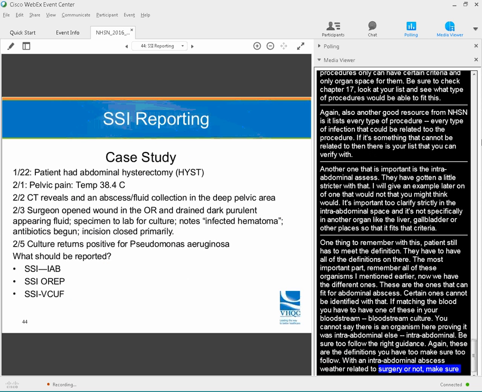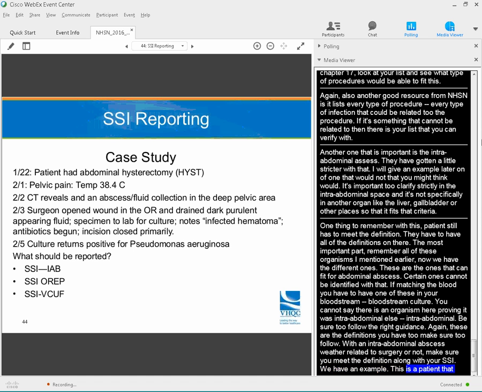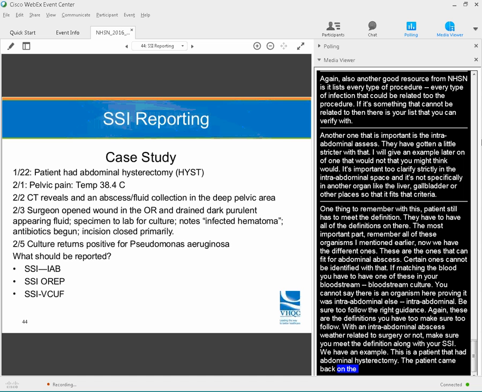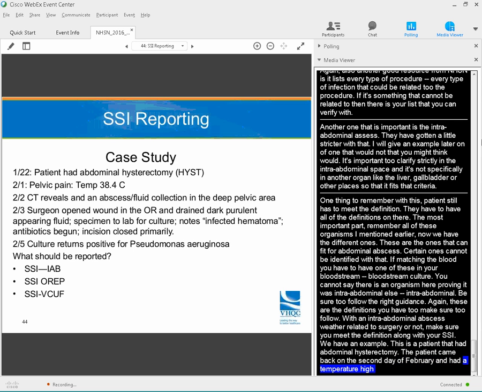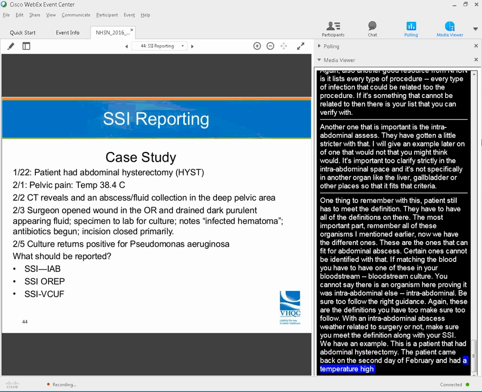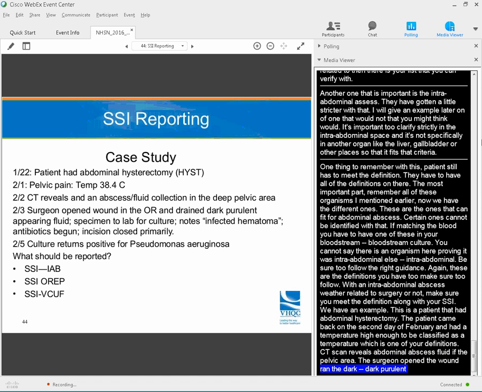Okay, we have an example. This is a patient that had an abdominal hysterectomy. They came back on the second day of February. They had a temperature that would be high enough to be classified as a temperature, which would be one of your definitions. The CT scan reveals an abdominal abscess, fluid in the deep pelvic area. The surgeon opened the wound, drained the dark fluid out. They sent it to the culture. They said an infected hematoma. The incision was closed. The culture comes back positive for Pseudomonas.